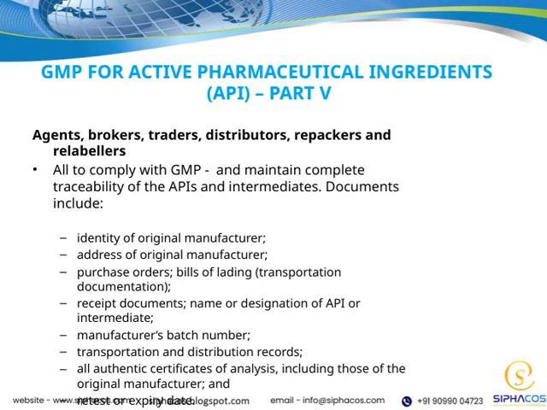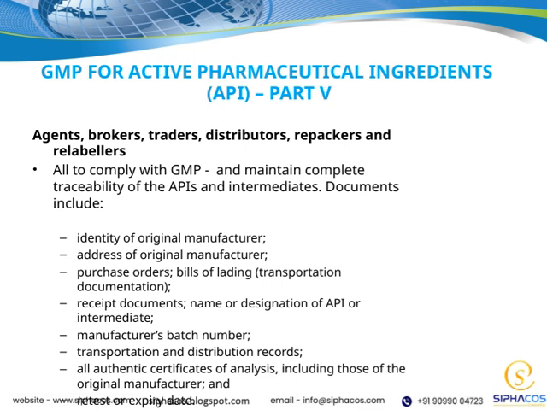Now, let's talk about the different parties involved in handling active pharmaceutical ingredients, or APIs. This includes agents, brokers, traders, distributors, repackers, and relabelers. It's crucial that all of these entities comply with good manufacturing practices, or GMP, to ensure the quality and safety of the APIs. One of the key aspects here is maintaining complete traceability of the APIs and intermediates. This means keeping thorough documentation at every step.